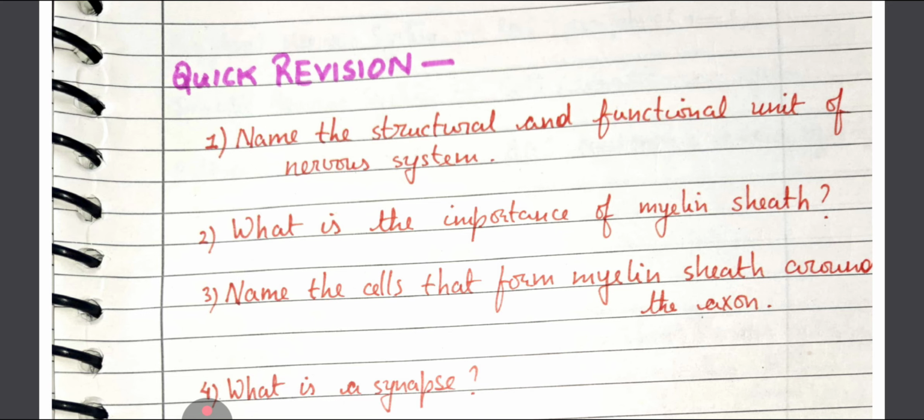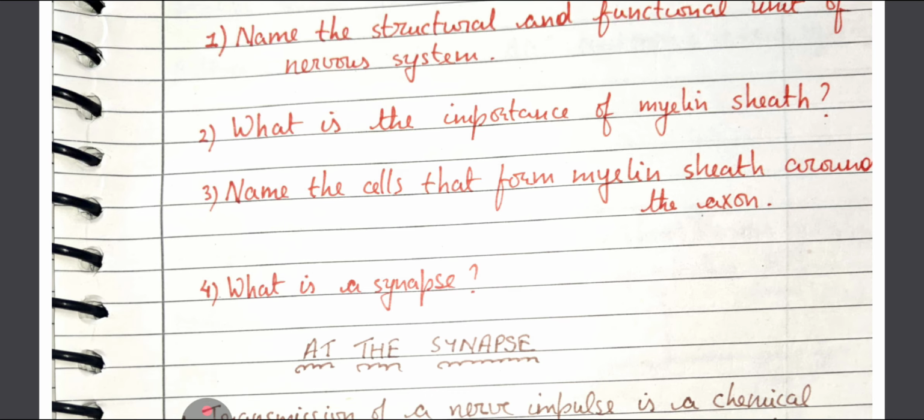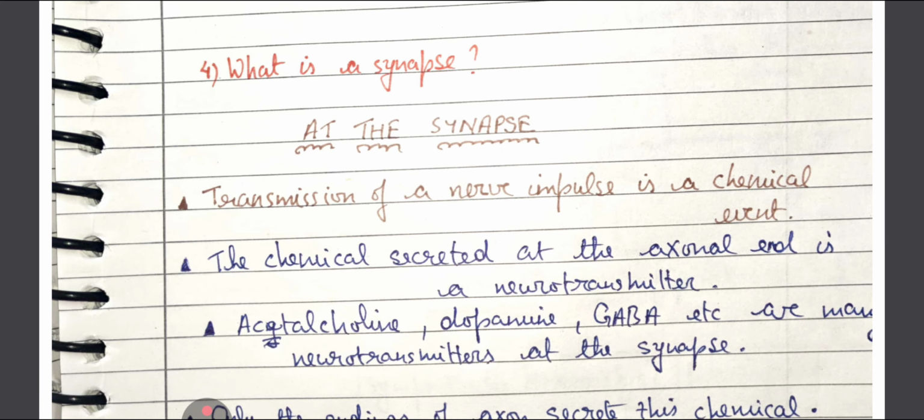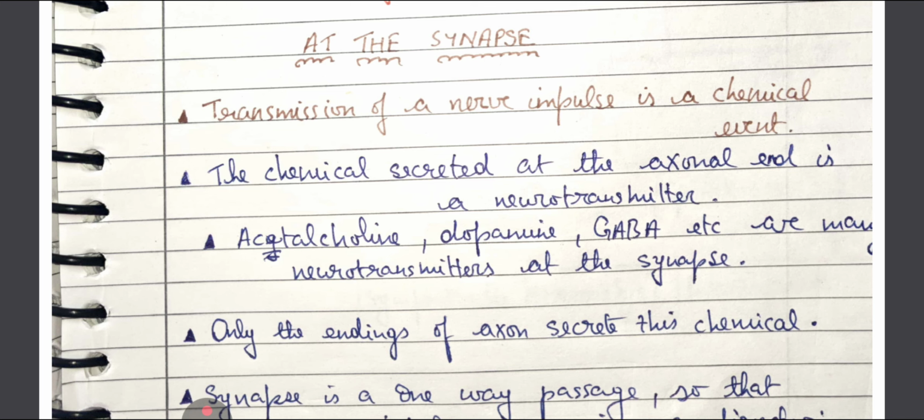Some question answers. Name the structural and functional unit of nervous system. What is the importance of myelin sheath? Name the cells that form myelin sheath around the axon. What is a synapse? We have studied this in the earlier videos. At the synapse, what is there?